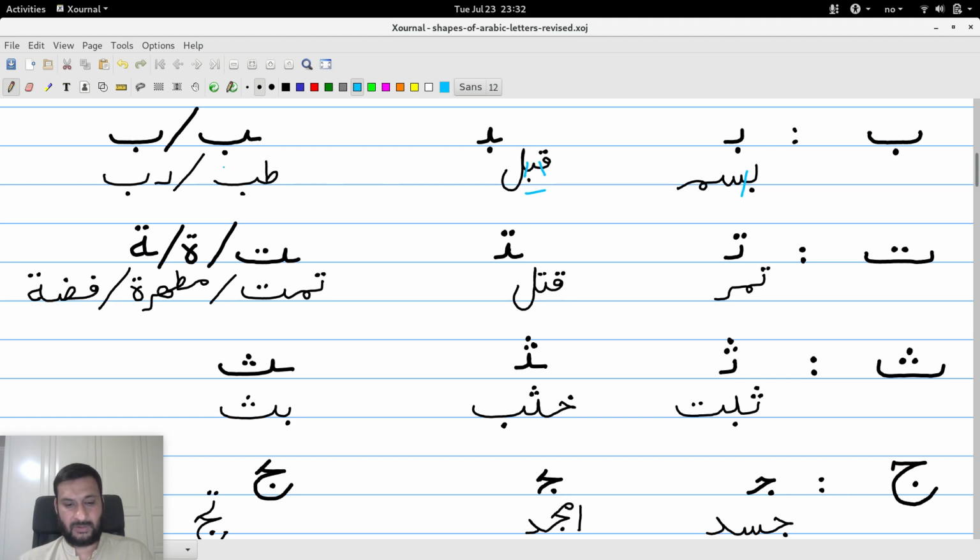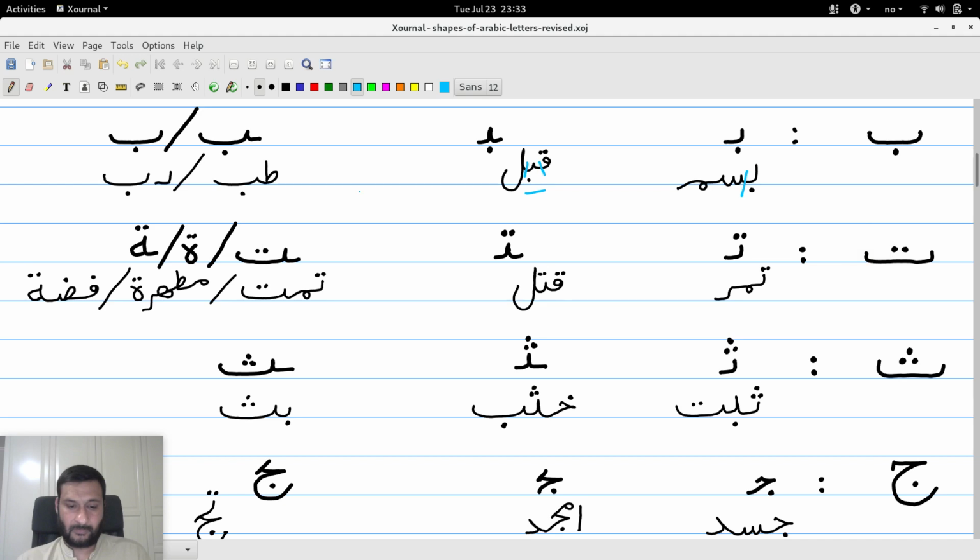Then, if it appears at the end of any word, it appears like this. If it is going to be joined with something, if it's not going to be joined with anything, then it just appears as a standalone letter. And this principle is going to be there throughout all the letters.